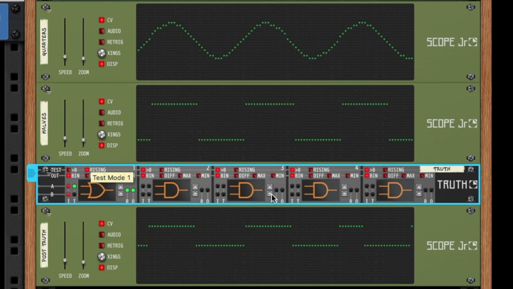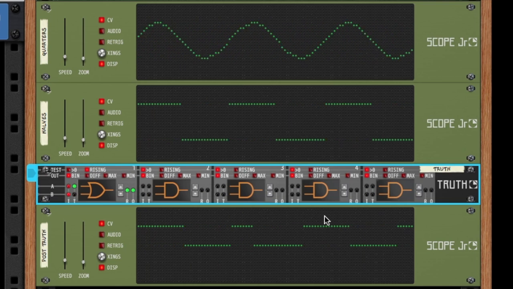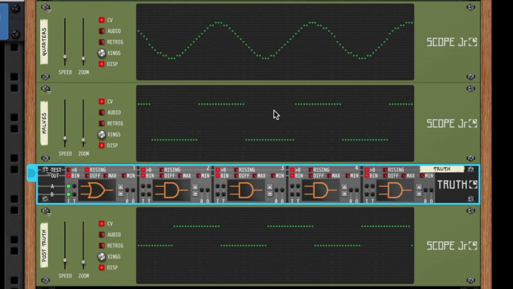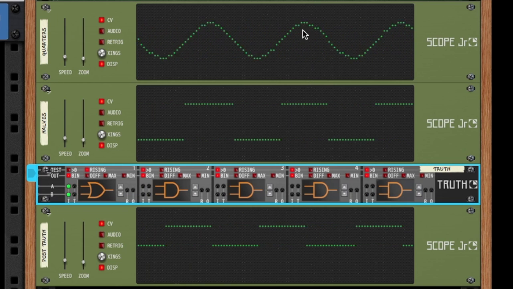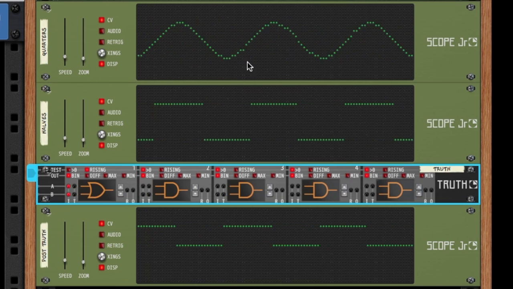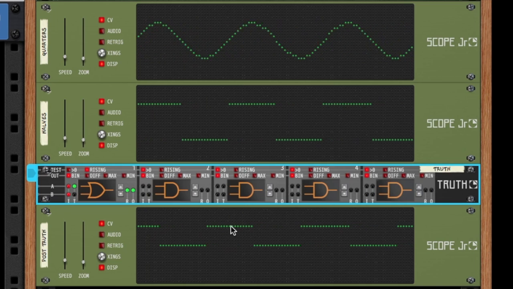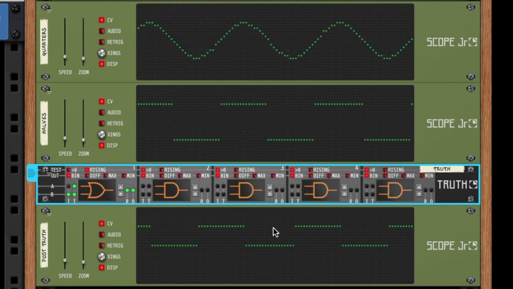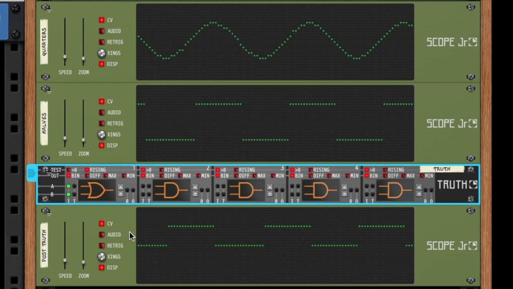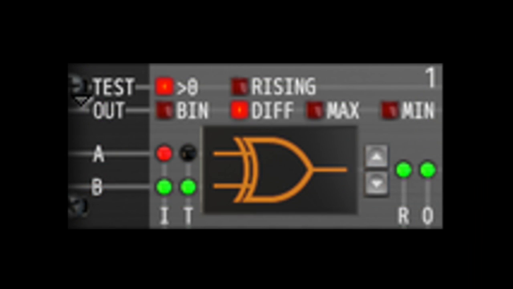Now if we change it to rising, you look at the post-truth scope, and now that output is actually aligned with the upslope right there of the sine instead of being just the top. So that gives you an idea of what the greater than 0 or the rising test buttons do.